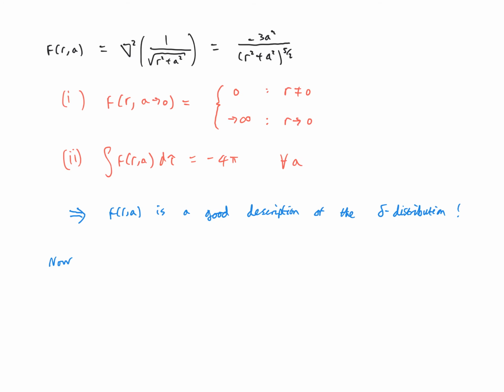Now, f of r and a as a goes to 0 therefore tends to the Laplacian of 1 over r, and therefore the Laplacian of 1 over r is minus 4 pi times this delta function of r. We just get the extra factor of minus 4 pi there because the definition of the delta function is that it integrates to 1, whereas our f of r and a integrates to a factor of minus 4 pi.